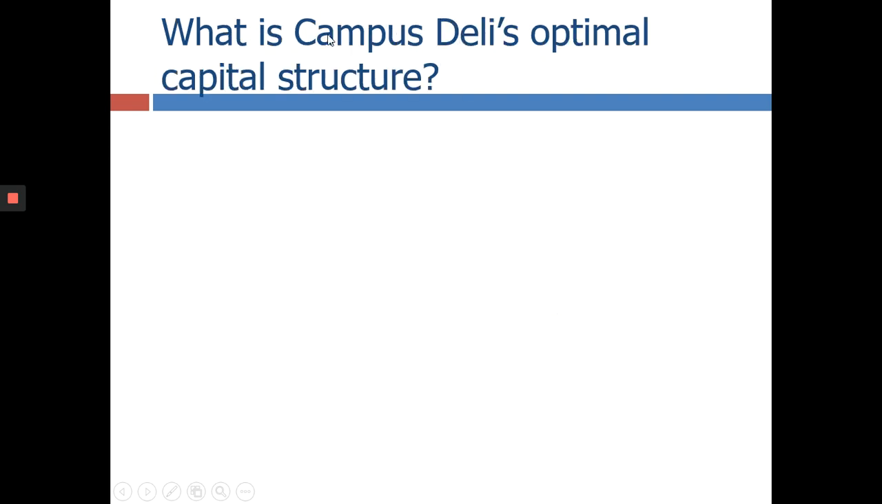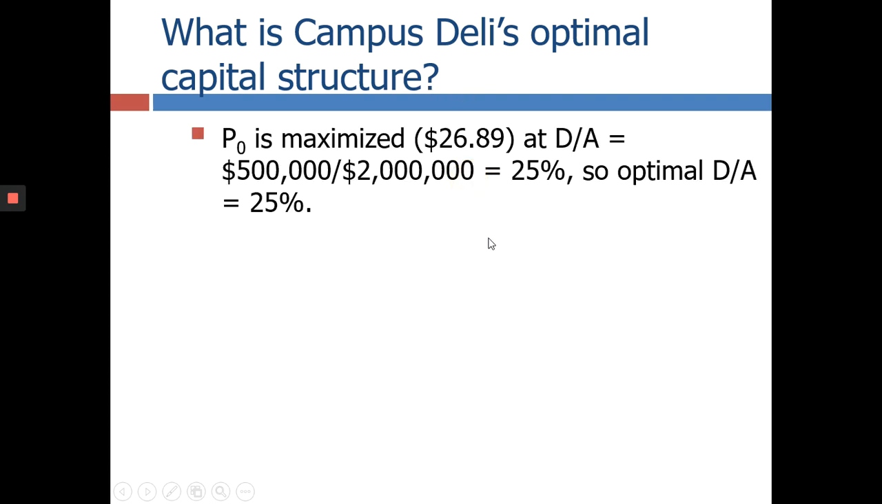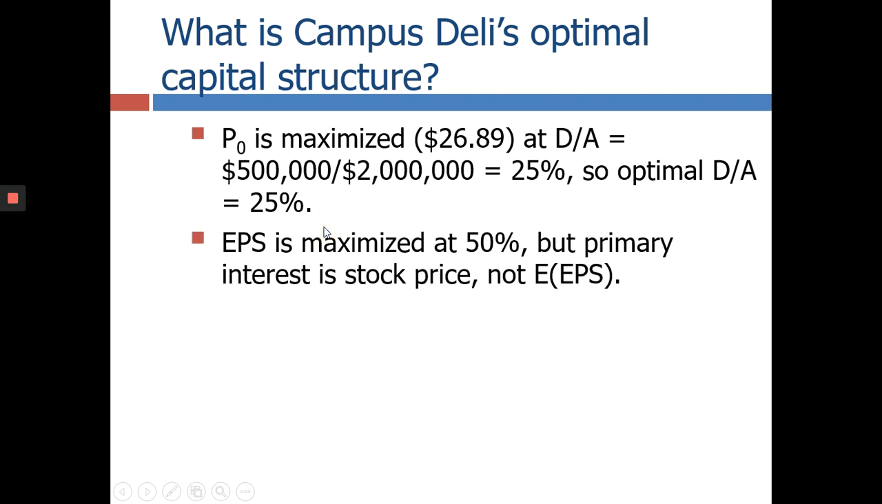So the previous illustration is basically from this company called Campus Delhi. So what was the capital structure? It is 25% debt and 75% equity, right? Of course, you can say the share price is maximized at 25%, but EPS is maximized at 50%. But remember, our primary interest is the share price, right? Maximize shareholders' wealth, and the indicator is share price. So we are interested in this, not the EPS.